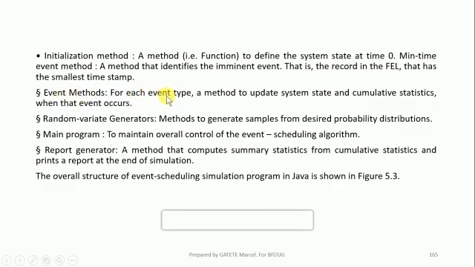There will also be an event method. For each event type, there is a method to update the system state and cumulative statistics when the event occurs. This will be used when the event occurs, so it will be used to update the system because a new event is occurring. It means that the system state has changed. The random variate generator is a method which generates samples from the probability distribution. This will generate random variables.